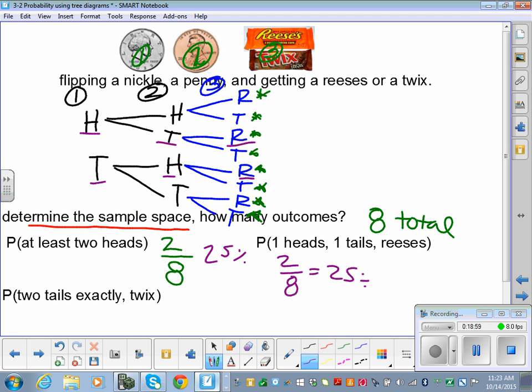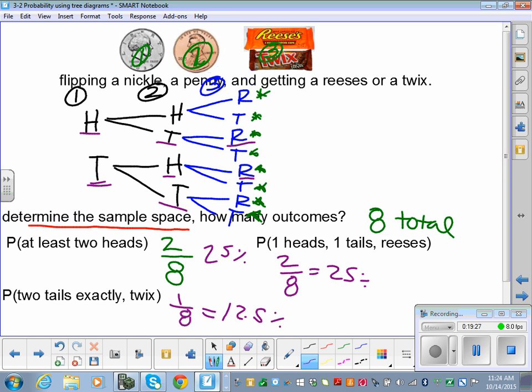What's the probability of getting 2 tails exactly and a Twix? How many times do we get 2 tails exactly? Right there's 2 tails, right? 2 tails and a Twix. It only happens 1 time, right? In all the sample space, it happens once out of 8. So you'll be 1 divided by 8 in your calculator. What do you get? 12.5.